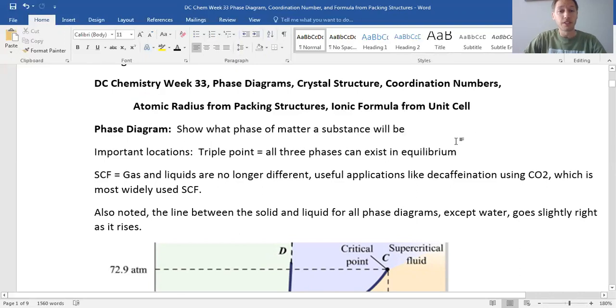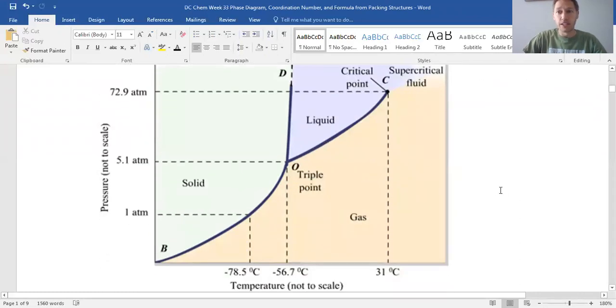So the first one we're talking about is phase diagrams. All a phase diagram does is show us what state of matter, what phase, the substance is going to be in. So here is your generic phase diagram. It basically says what state of matter am I at, given what conditions. They have pressure on one axis and temperature on the other axis, and you can find out what state of matter you are.